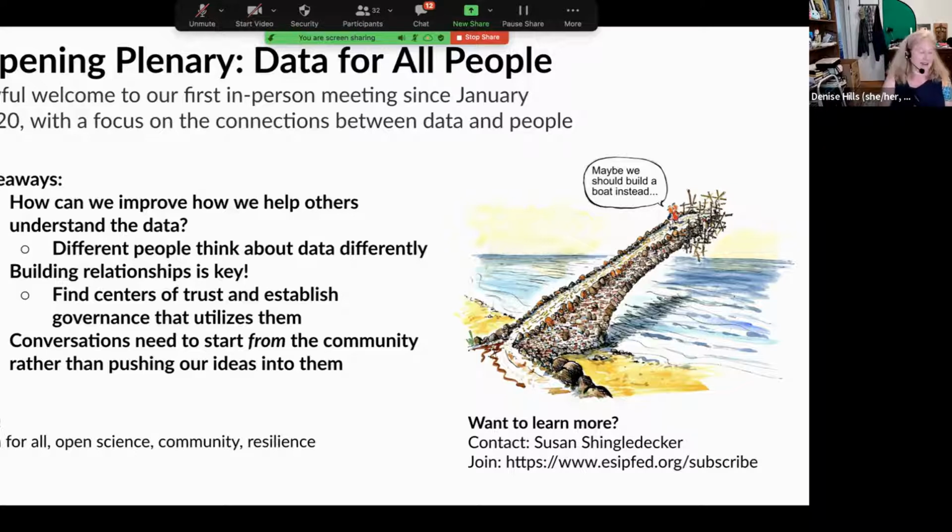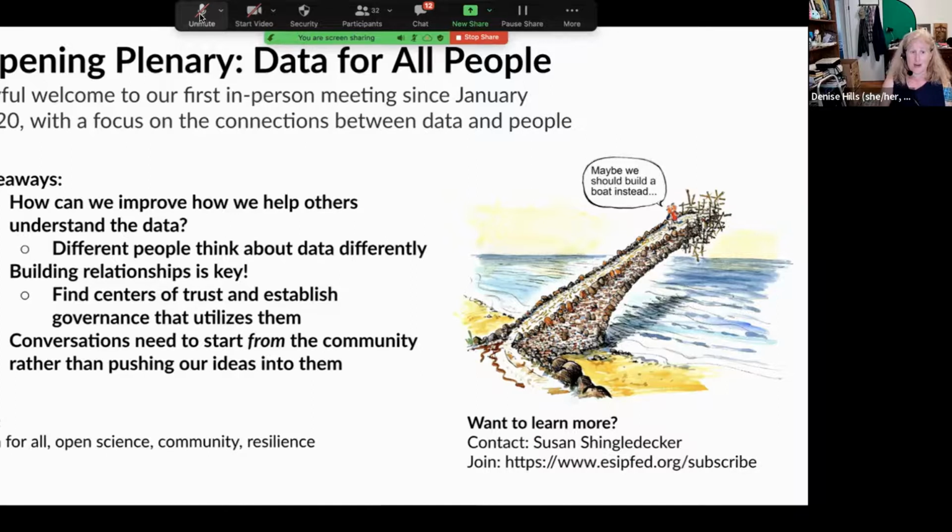Relationships is key. This is something, as I do more science policy work, science communication work, I tend to really focus on: those relationships are what make things happen or allow things to happen. By finding those centers of trust within a community, you then establish your governance of however you're going to do anything using those centers of trust, because you can't just come in and say, hey, I know what's best for you, because you don't. You have to listen as much or more than speak.